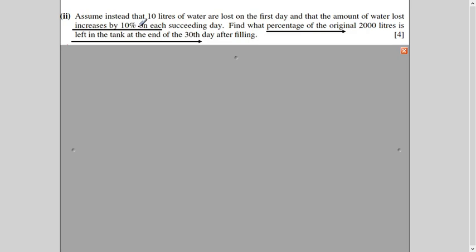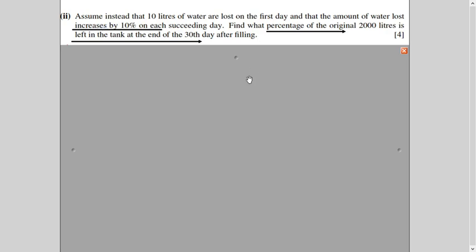So it was an arithmetic progression. But now it is increasing by 10%, right? So you will have a new series here, starting with the 10 liter, but every time it will be 10% of 10 liter, but 10% of previous. We will see the series. And what you have to find out is that after 30 days of filling, what percentage is left, okay?